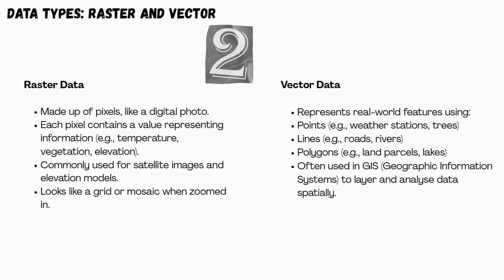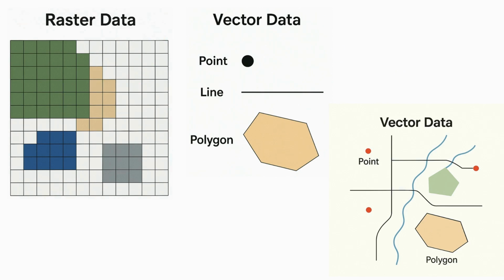Then your data types. So there are raster and there are vector data types. Raster data is made up of pixels, like a digital photo. And each pixel contains a value representing information, for example, temperature, vegetation, and elevation. It is commonly used for satellite images and elevation models, and it looks like a grid or mosaic when zoomed in. So in this image, this is what raster data looks like.